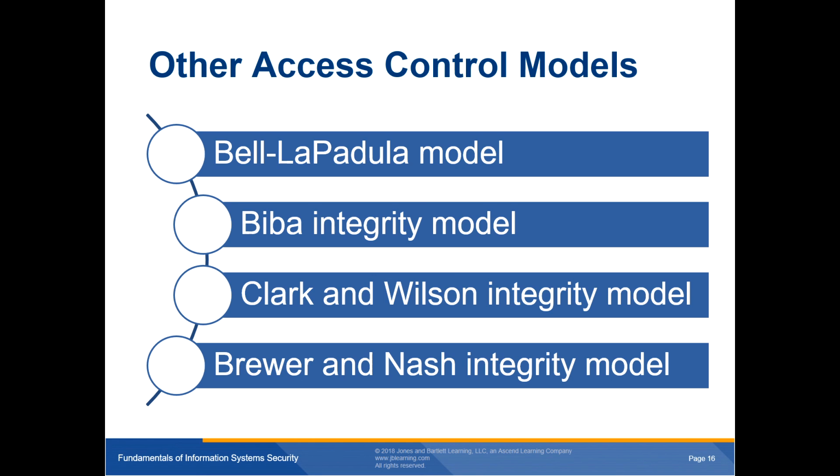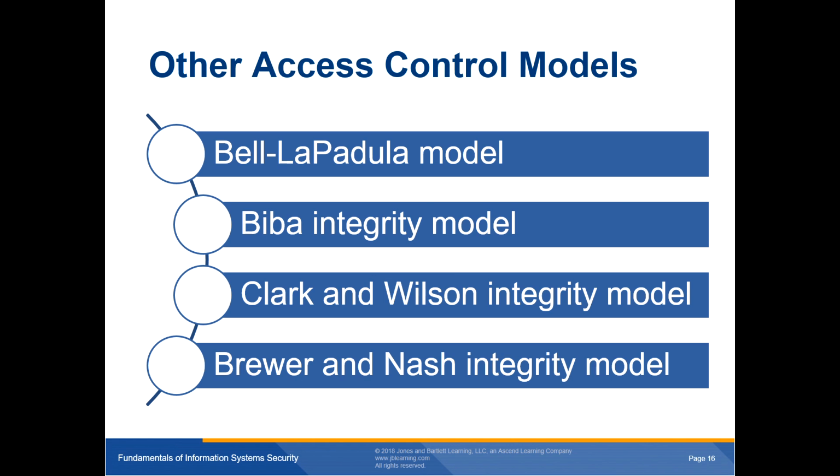The second part says the subject cannot change objects that have a higher level. So that's the second part of the Biba integrity model. And the third part says the subject may not ask for service from subjects that have a higher integrity level. A subject at a given integrity level can call up only a subject at the same integrity level or lower.